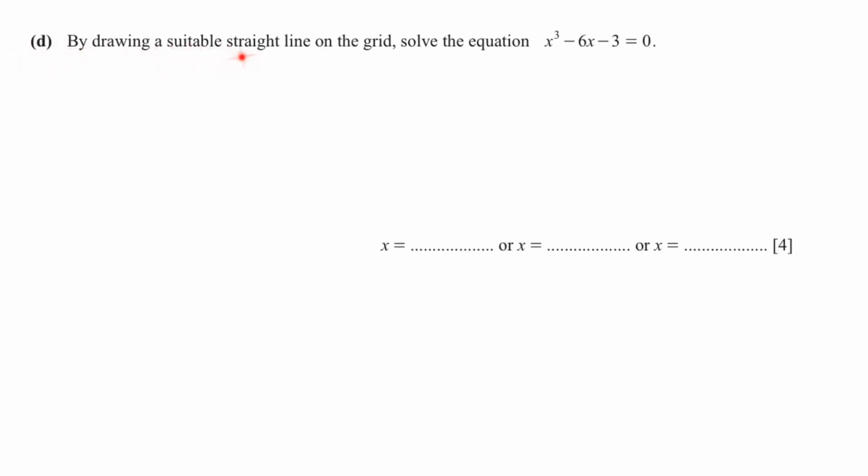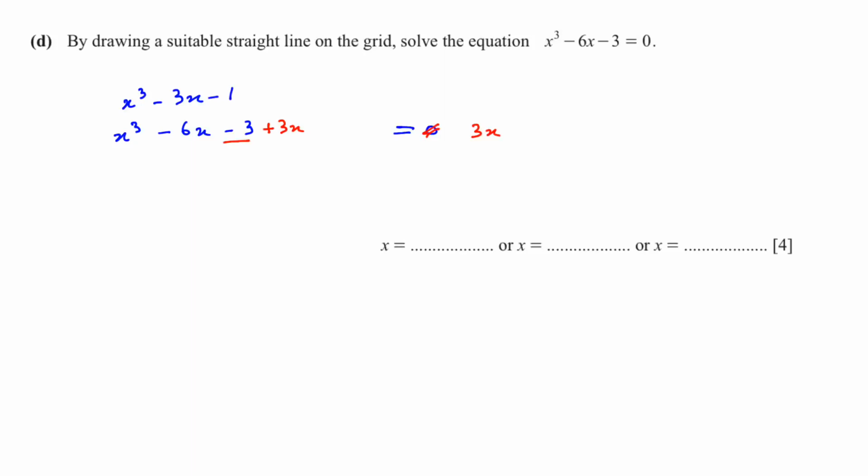Part D. By drawing a suitable straight line on the grid, solve the equation x cubed minus 6x minus 3 equals 0. Let's write down the equation of the graph which we have drawn, and now we will write down this equation. Leave some space here and write equal to 0. How can we transform this graph into this graph? You have negative 6x here, and if I want to make it into negative 3x, I will have to add plus 3x. If I add a 3x on my left hand side, I also have to add a 3x on my right hand side.